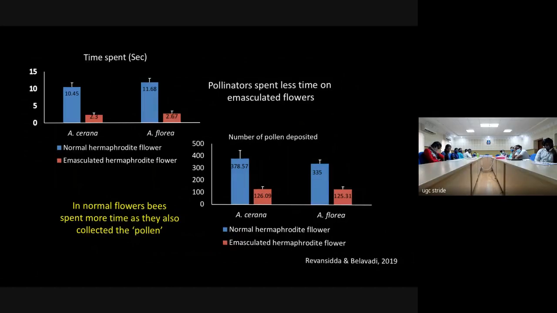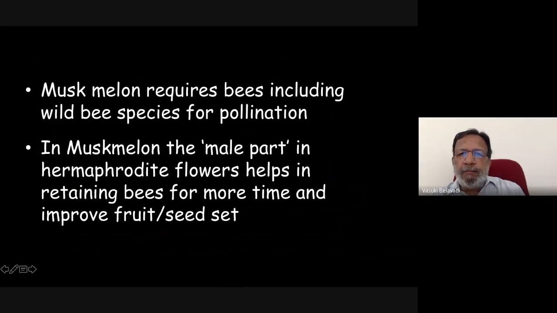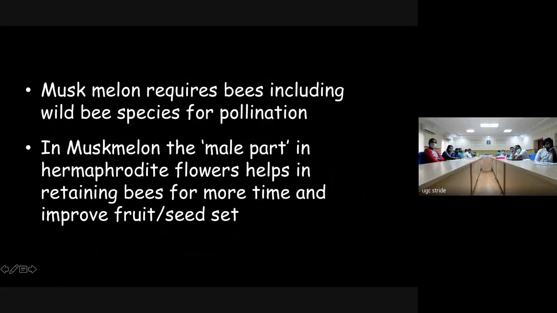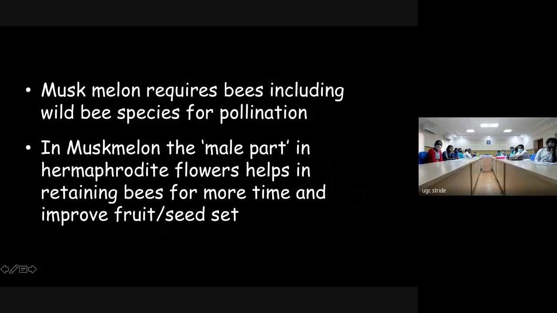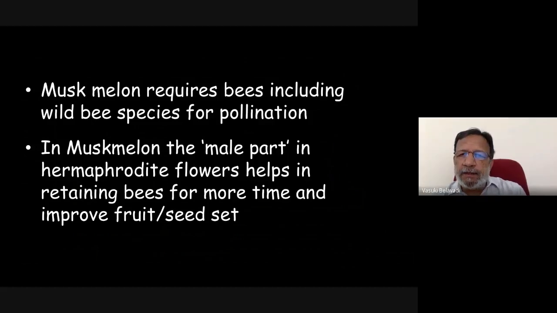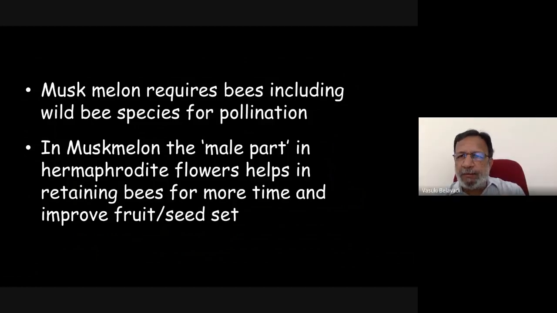So interestingly, muskmelon requires insect pollinators for pollination. And the male part in the hermaphrodite flower possibly helps in retaining bees for more time and improves the seed set. So this is an interesting adaptation for pollination, increasing the interest of the pollinator to stay more time inside the flower so that it deposits more pollen than it has brought from the staminate flowers.